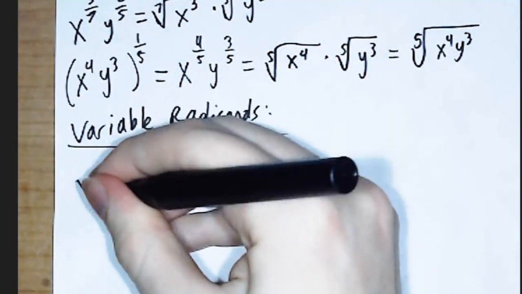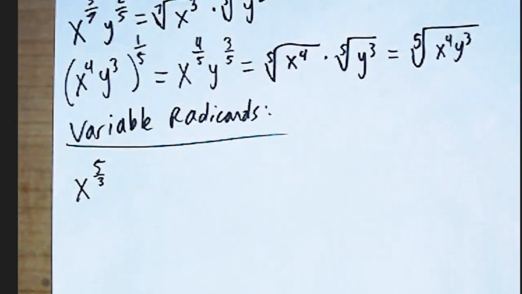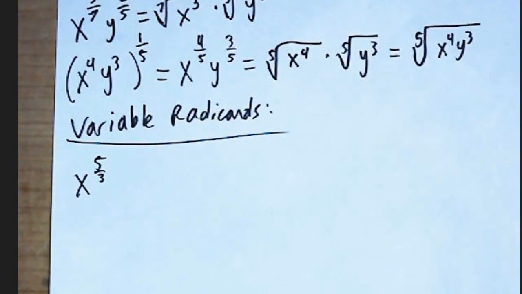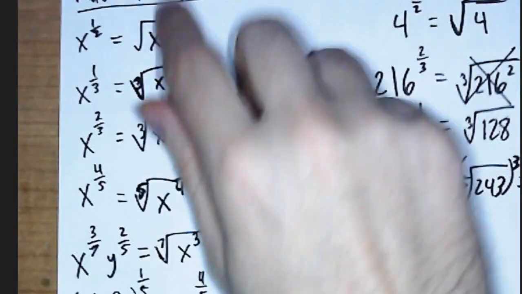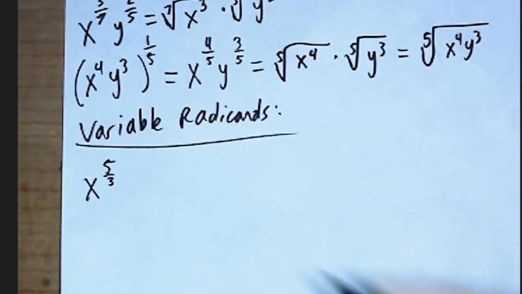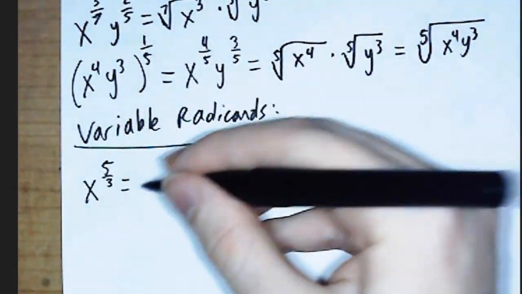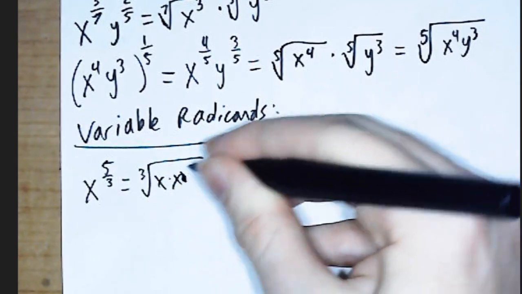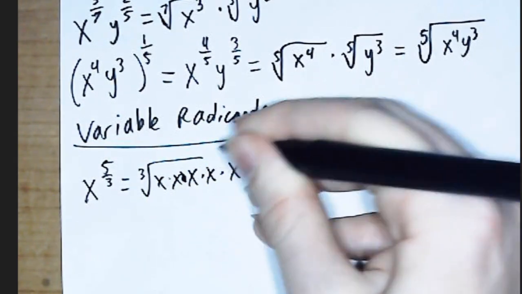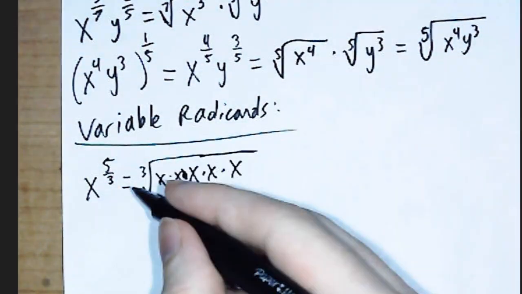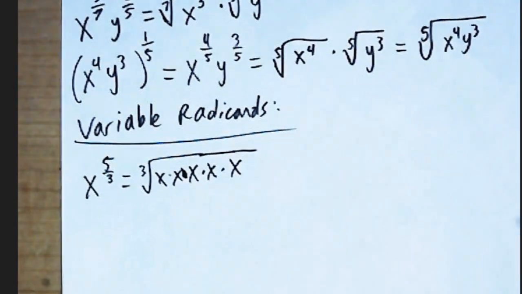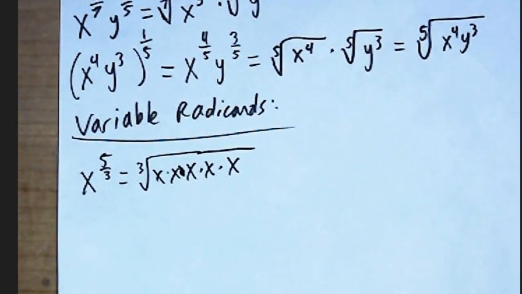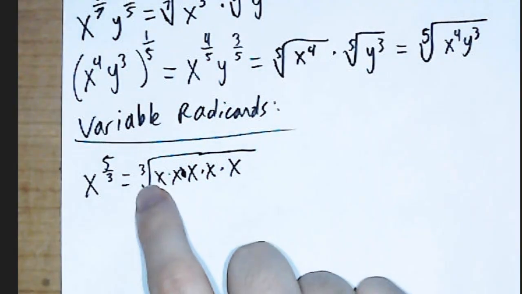Here we have x to the 5/3. Now, we've dealt with variable radicands already with these examples here, but this time we have an improper fraction. So, keep in mind that we can write this as the cube root of x times x times x times x times x. We know that this is the cube root of x to the 5th. We can write this in radical form just fine. This is the cube root of x to the 5th.